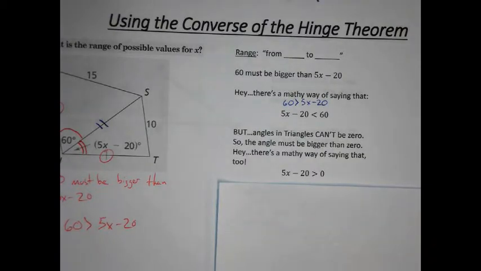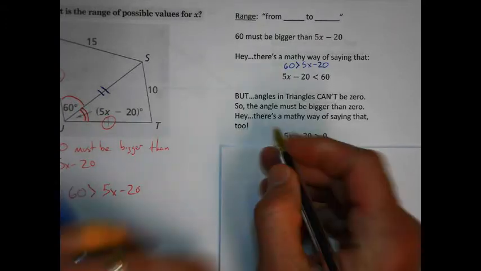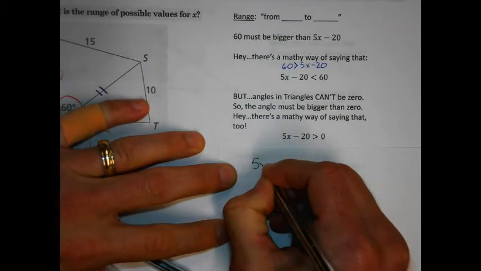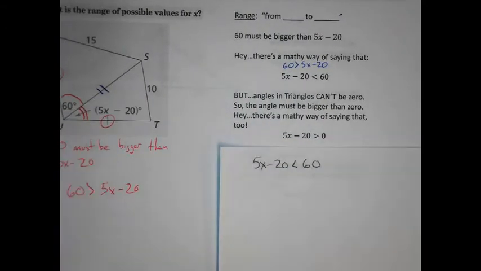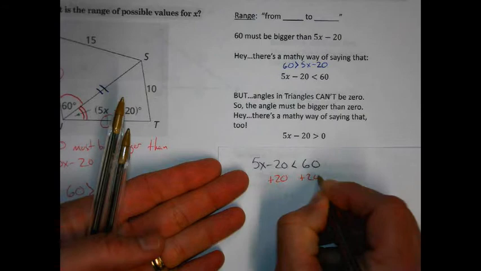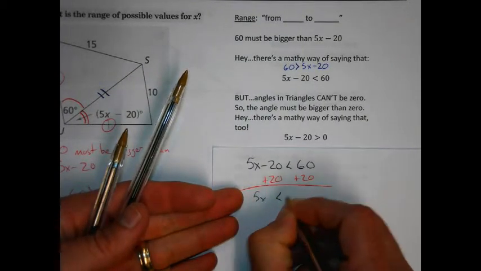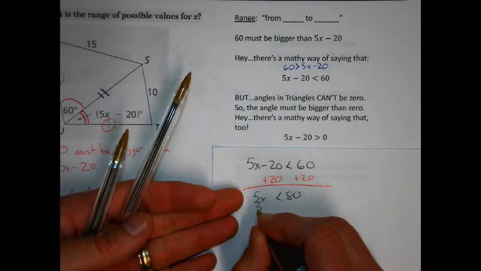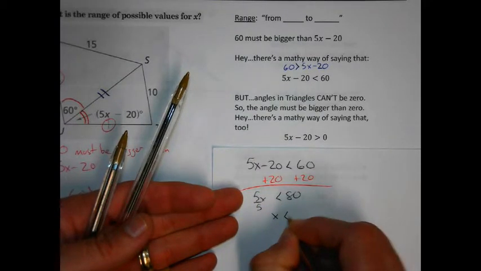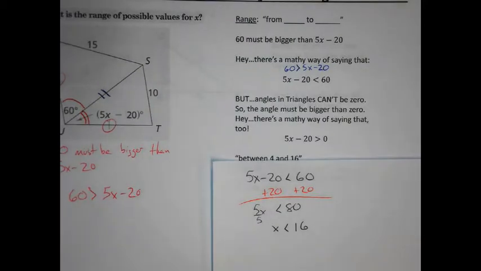So we have our two inequalities here. In the first inequality, we have 5x minus 20 being less than 60. How do we solve that? Well, it's just like we solve equations. We add 20 to both sides, and then we have 5x being less than 80. So after we divide both sides by 5, x will be less than 16. Okay? So x is less than 16.